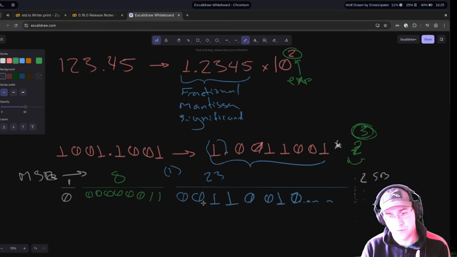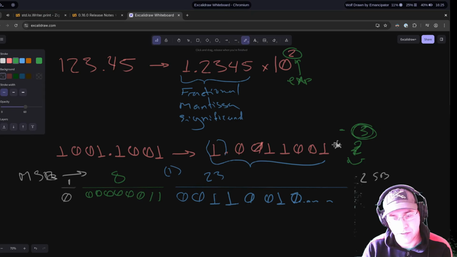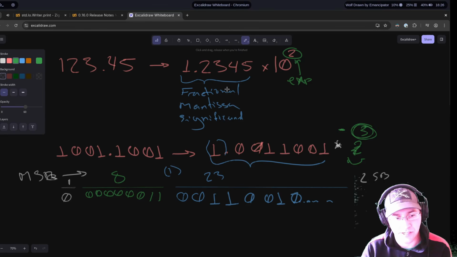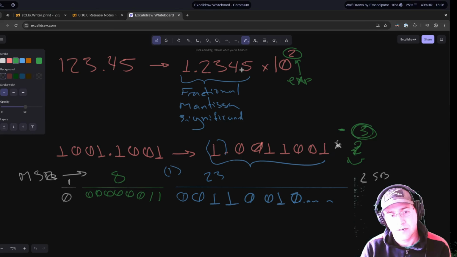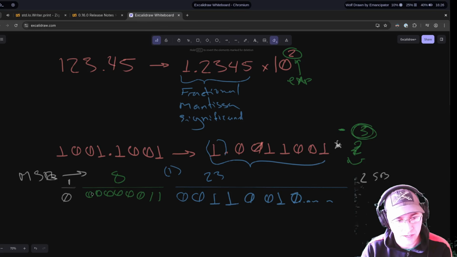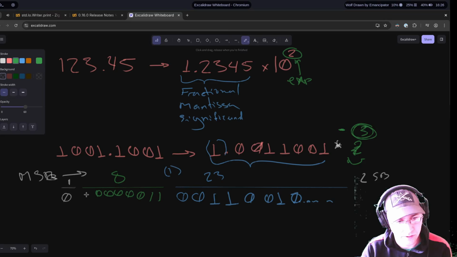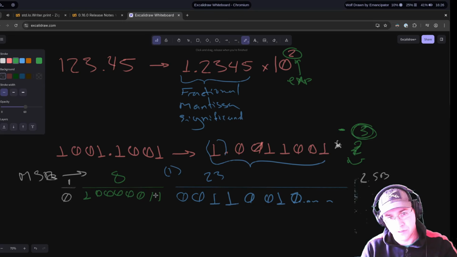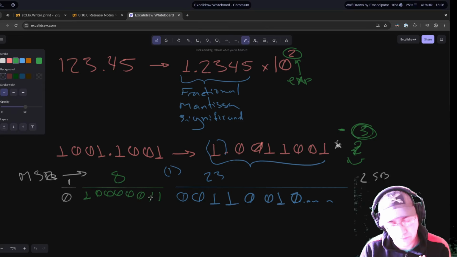But that runs into a problem. What if we wanted to encode a negative number, right? Or a negative exponent? Well, if we had a really small number, we'd want to be able to encode this negative number. And so what the specification says is that we start in the middle. We start at 127. An exponent value of 127 is 0, and then we can count up from there, or we can count down from there. So 0 is negative 126.